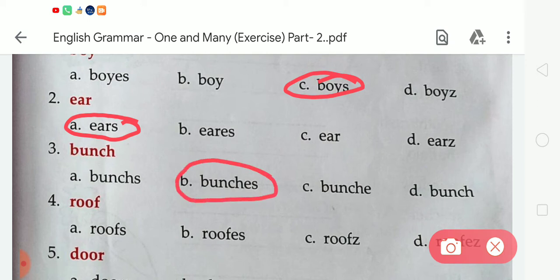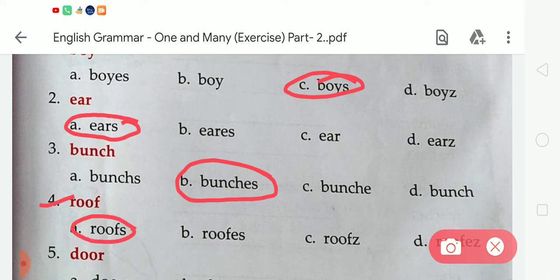In number 1 we have to add S. In second we have to add S. In third we have to add ES, because we all know that we add ES to nouns that end in CH, SH, O, S, SS, X and Z to get their plural form. So here the last letter of this word is CH, so we have to add ES. And in number 4 we have to circle option number A, that is roofs.